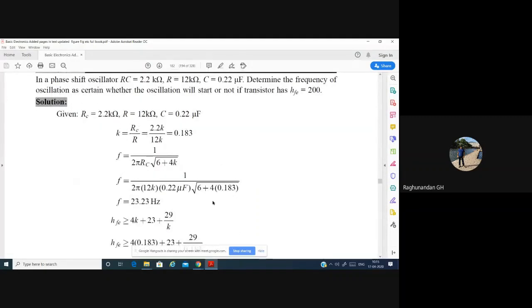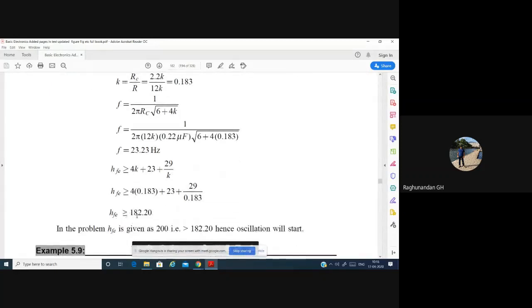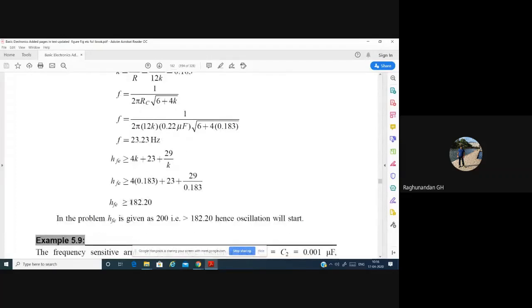After that, use it in this equation, and we get the frequency equal to 23.23 Hertz. Now we take back the equation hFE greater than or equal to 4K plus 23 plus 29 by K. We substitute it and we get hFE greater than or equal to 182.20. So now we know that the minimum requirement is 182.20, but actually we have 200. So we have greater than the required value. Obviously, the oscillation will start.